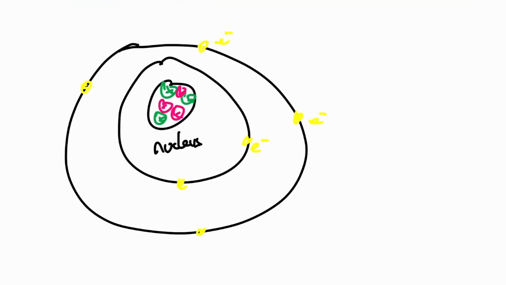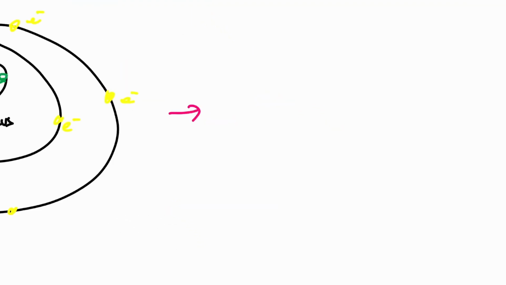Okay, so that's one representation of an atom. Another way to represent these is to use symbols. For example, we could have chlorine, and chlorine has an atomic mass of 35. That means the total number of protons and neutrons is 35, and it has an atomic number of 17. And that means the total number of protons is 17.